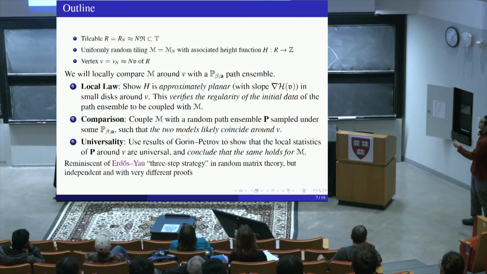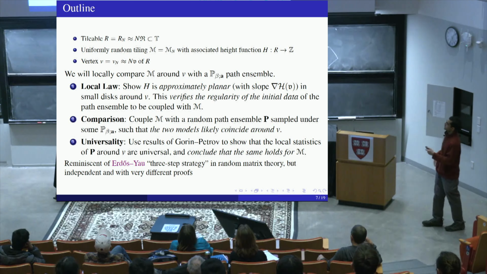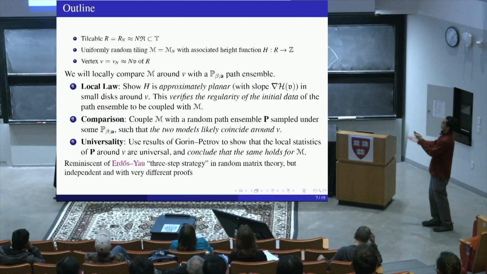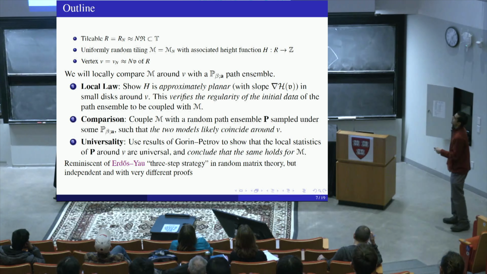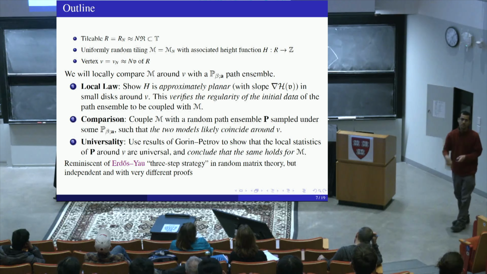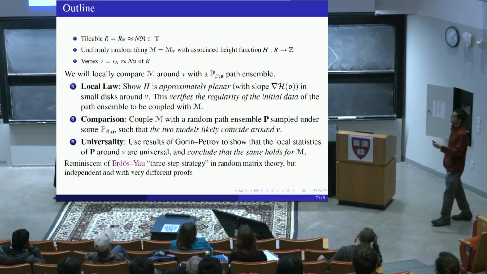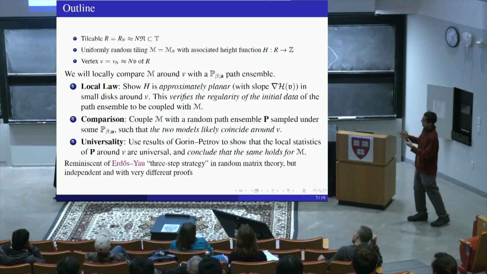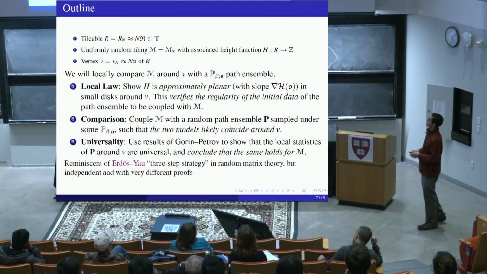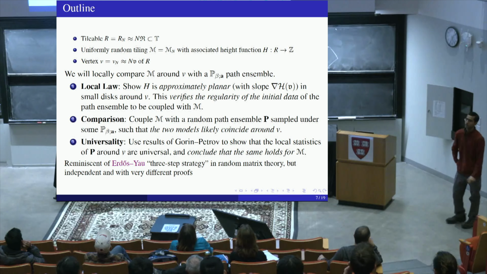Okay. The second step is a comparison statement. So what you'll do is you'll find a way of coupling the tiling on your domain R with one of these p betas in such a way that these models coincide around the point V that you're looking around. So this is showing you that the 2 models, at least locally, are behaving in the same way. And then you conclude by importing the result from the previous slide. Since this p beta model had the correct limiting local statistics, you deduce that the same will happen for your original model M.